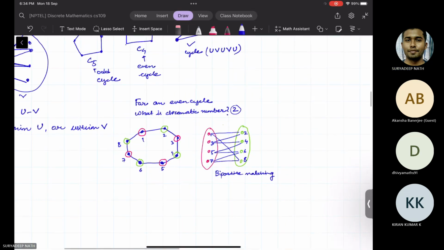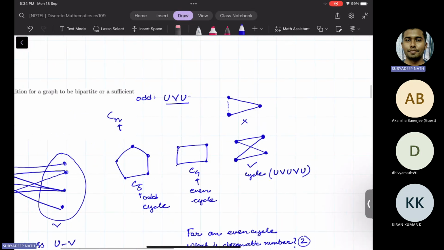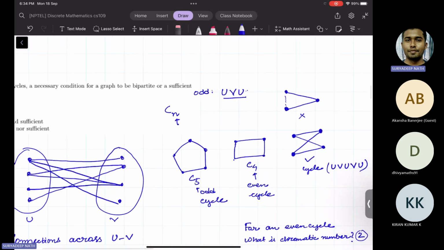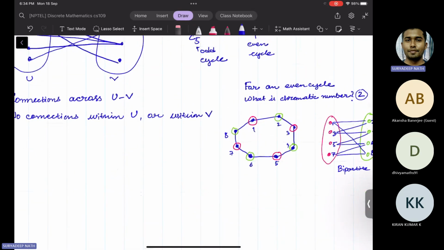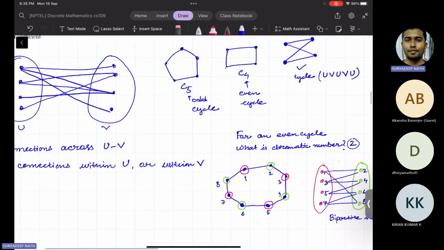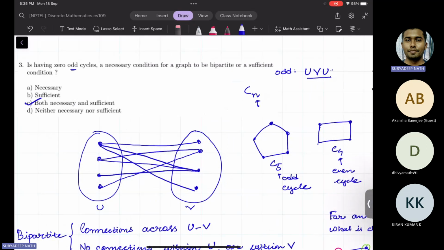So it is both necessary and sufficient. Necessary because I showed you that if it is an odd cycle, you cannot form a bipartite graph. An odd cycle cannot exist in a bipartite graph. And if you have been given an even cycle, then you can always create a bipartite graph. So that's why it is both necessary and sufficient. So the answer is therefore option C.